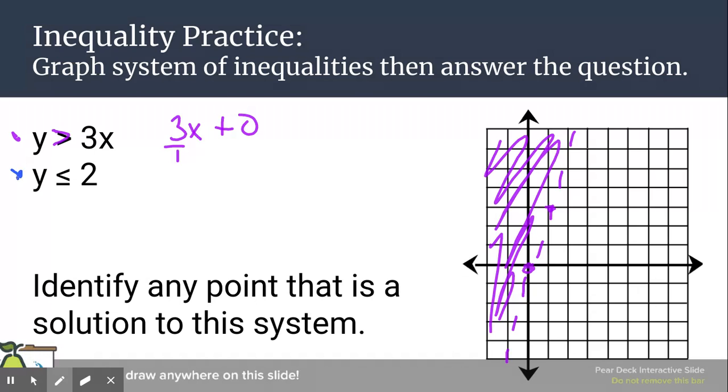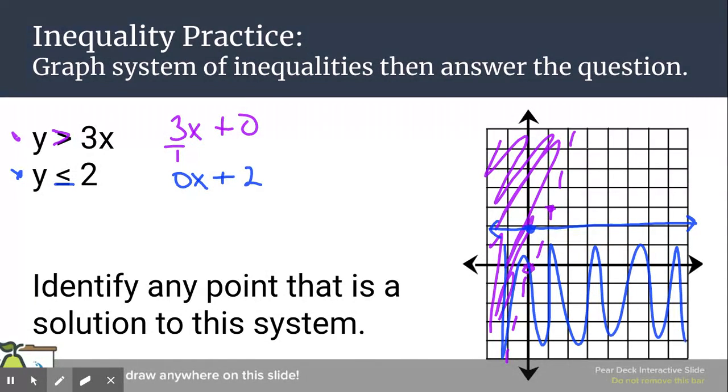I now have y is less than or equal to 2. A little bit different here. This is really kind of like 0x plus 2. This time, instead of having a y-intercept that's 0, I have a slope that's 0. So I put a y-intercept in at 2, and I'm not going to rise at all. I'm just going to go straight across. And I get a solid line this time because we have an equal to. And because we're less than, I want to shade in everything below this line.